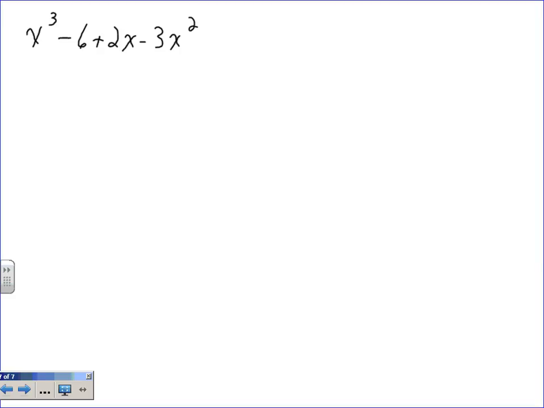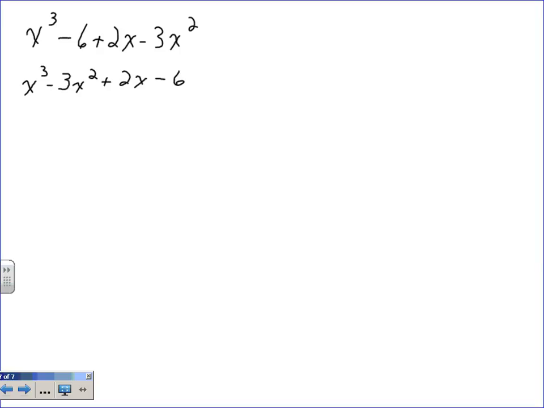Now, I'm going to get you started because I'm going to do the second line for you. Say it. What do you do, Luke? Put them in order. Yes, absolutely. Put them in order first so that we have x cubed minus 3x squared plus 2x minus 6. Now you take it from there. I'll give you a minute.